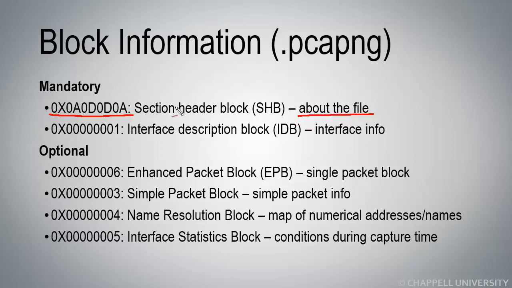We also always have to have the interface description block, and that's block type 1. And that provides the information about the interface used to capture the traffic.